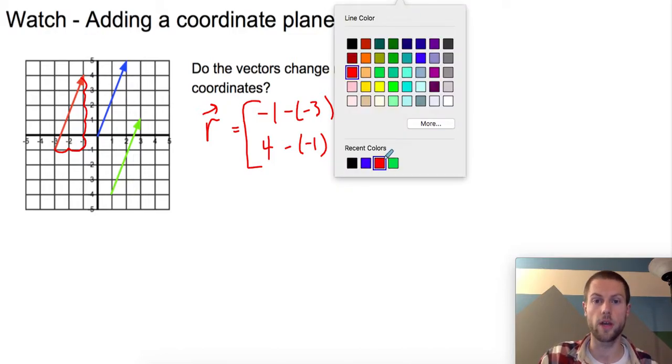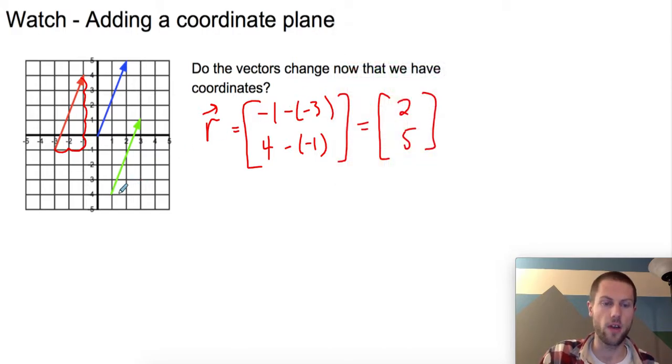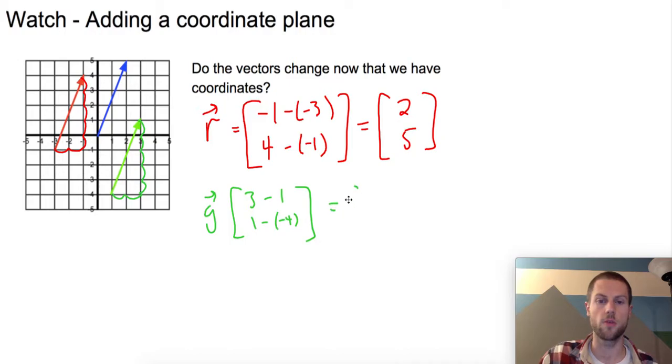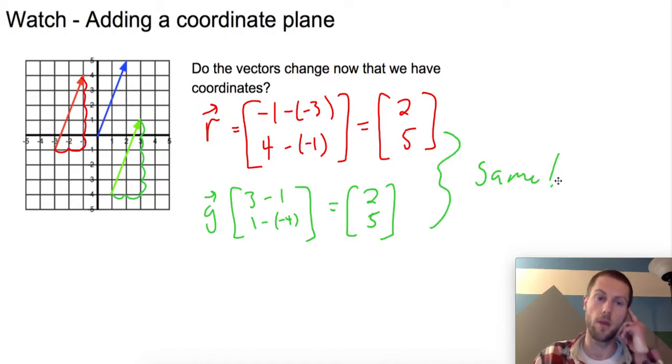I could do this with the blue, I could do this with the green. Let's do this with the green, and then we'll stop there. If I look at my x step for vector g, I'm ending at +3 and beginning at +1. So this is going to be a difference of 3 minus 1 for my x step. And for my y step, I'm ending at +1 and beginning at -4. And if I do some arithmetic here, 3 minus 1 is 2, 1 minus -4 is 5. What do you know? These are the same thing. Hey, look at that. Big surprise.